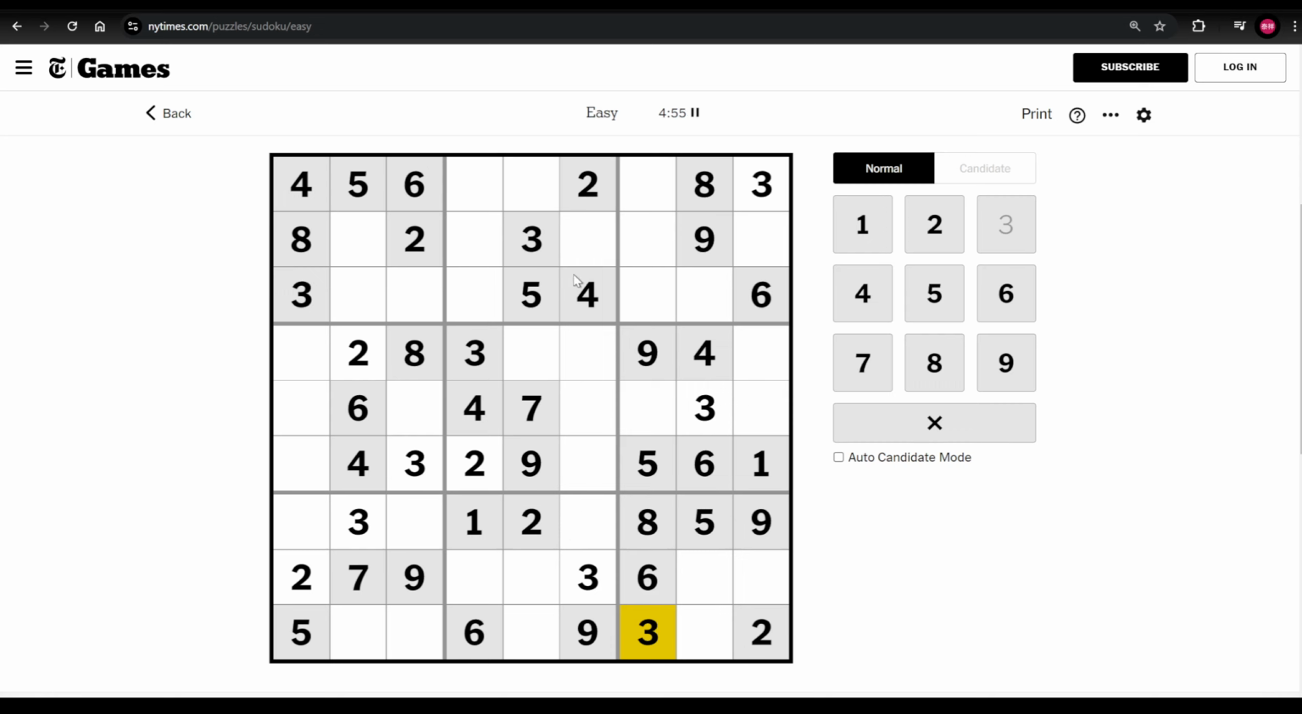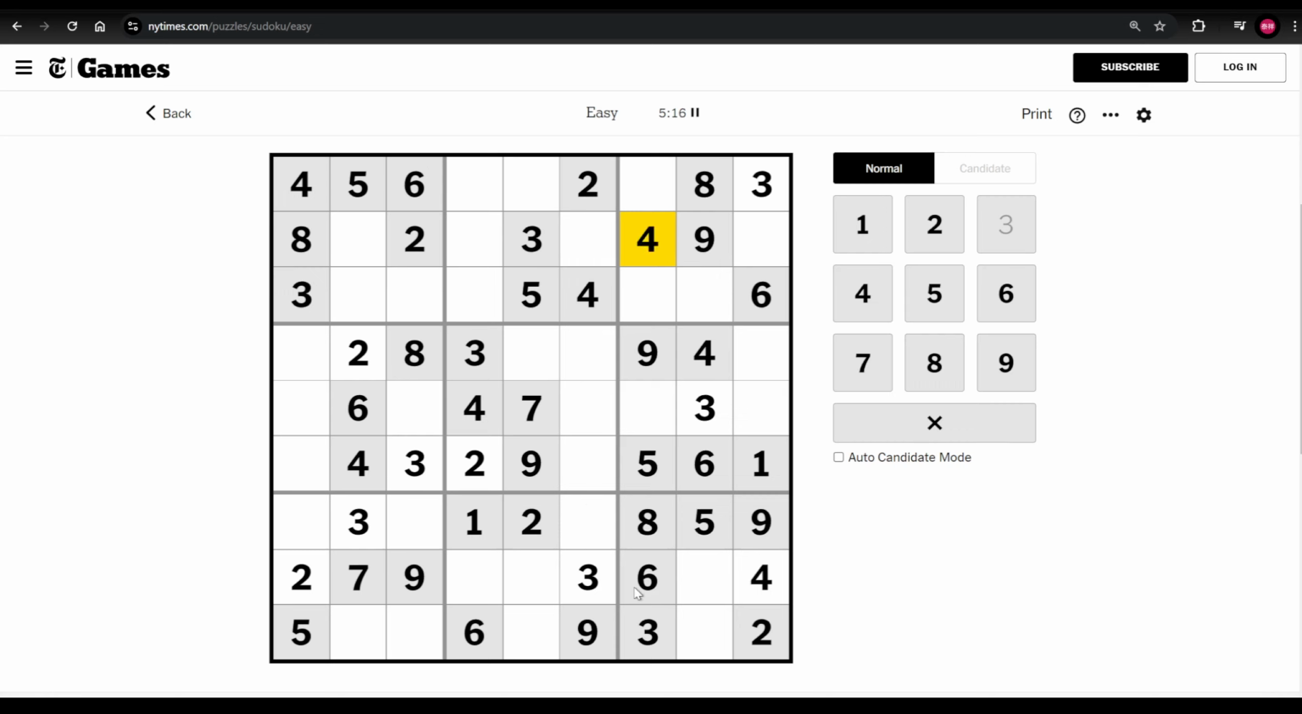4. Okay, 4. Let's say here, right? This one. This is not 4, this is not 4, so this is 4. Okay. This is not 4, this is not 4. This is not 4, this is not 4. So this is 4.